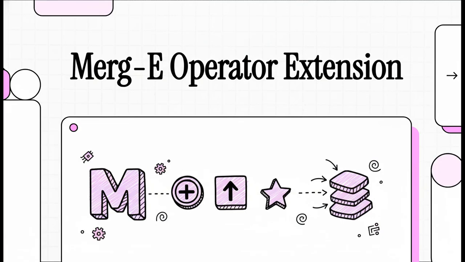All right, today we're jumping into something really cool, Merg-E. It's a unique, highly specialized, domain-specific language. We're going to touch on its core philosophy, for sure. But what we're really going to focus on, what we're going to tear apart, is one of its most fascinating and powerful features, the operator extension system.